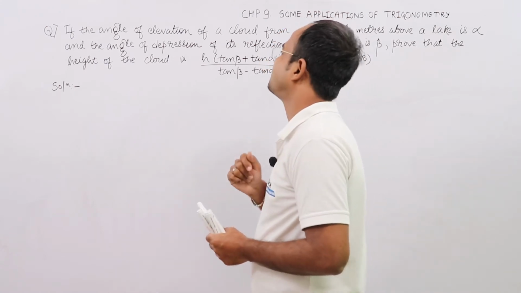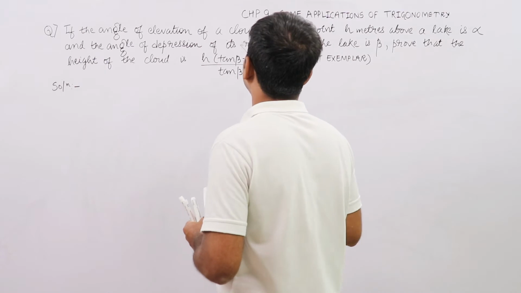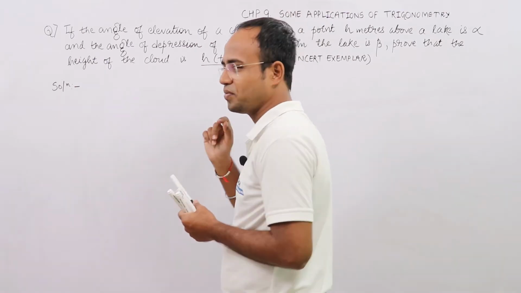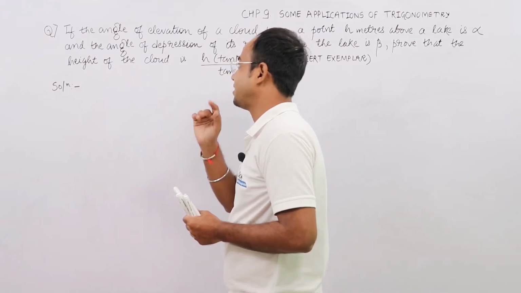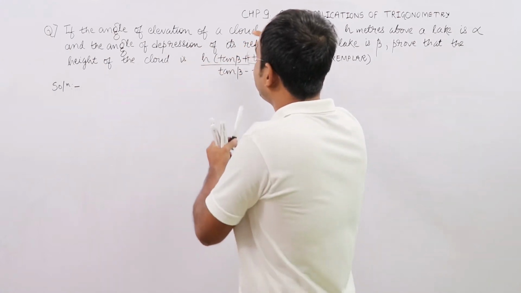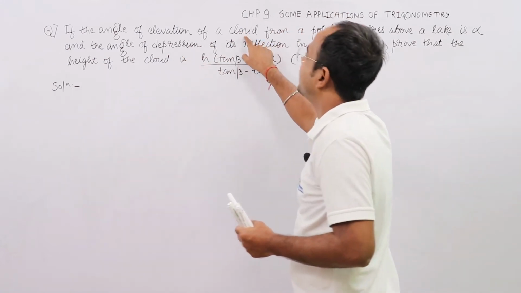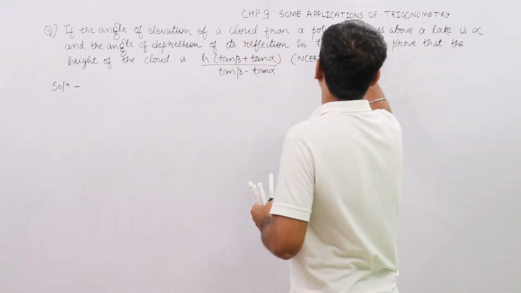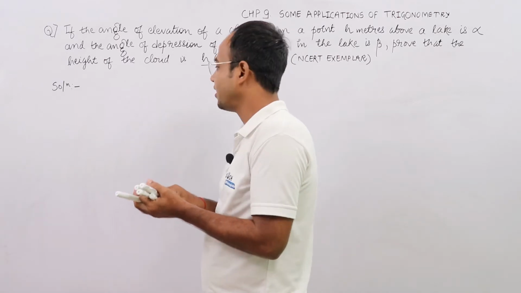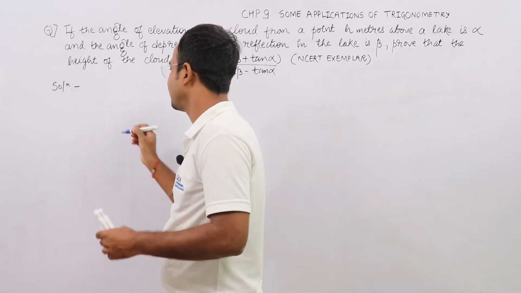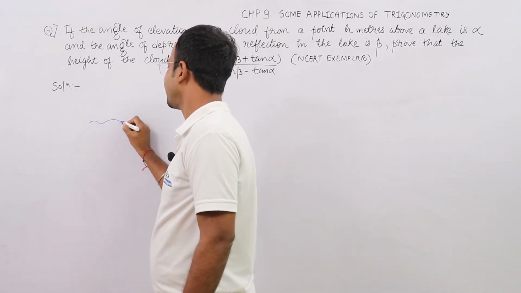So let's start. Now, the first thing that I'm going to do is draw the diagram beautifully. Draw the diagram beautifully. कैसे देखते हैं? The angle of elevation of a cloud, बादल, है ना? From a point h meters above a lake. So there is a lake. You know, lake looks like this. So ऐसे करके lake है.